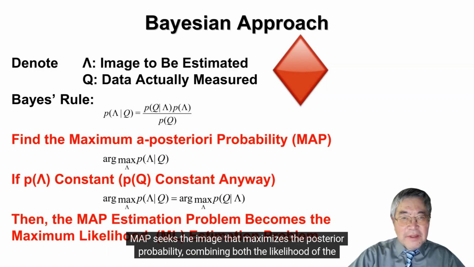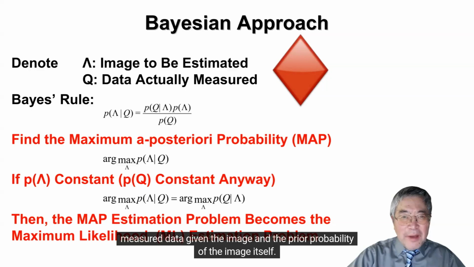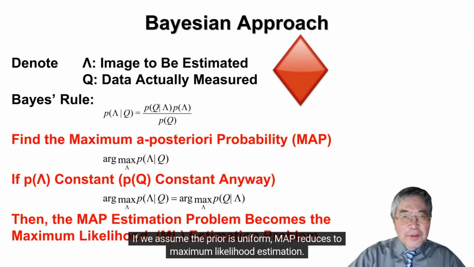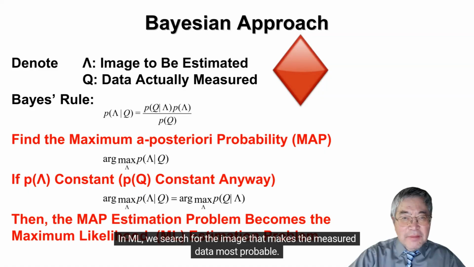MAP seeks the image that maximizes the posterior probability, combining both the likelihood of the measured data given the image and the prior probability of the image itself. If we assume the prior is uniform, MAP reduces to maximum likelihood estimation. In ML, we search for the image that makes the measured data most probable.